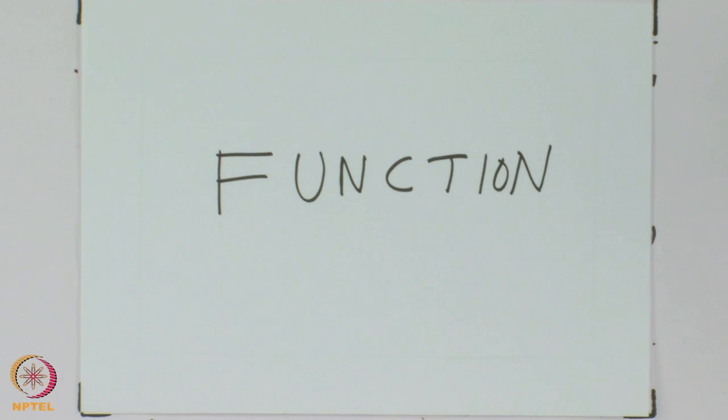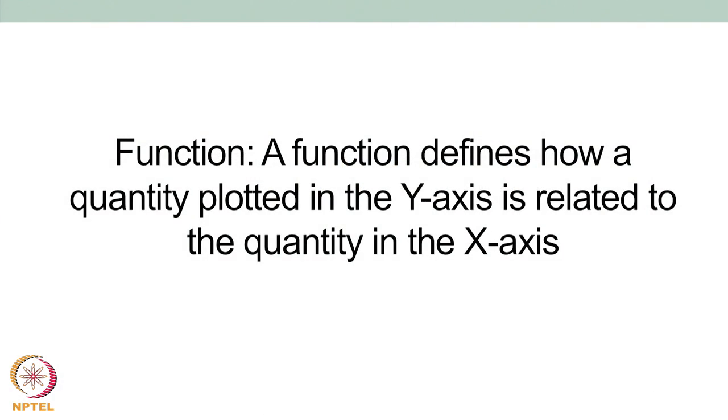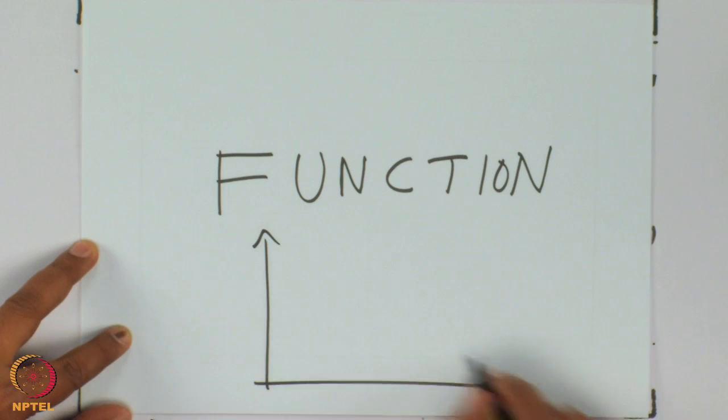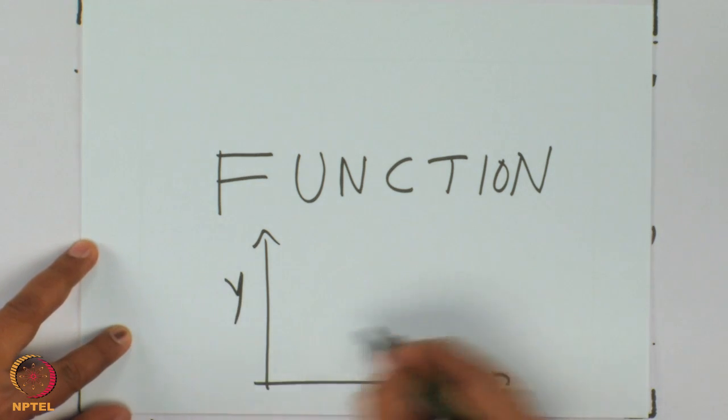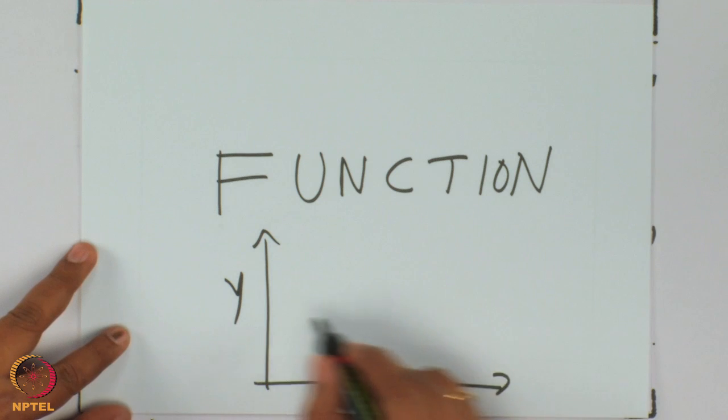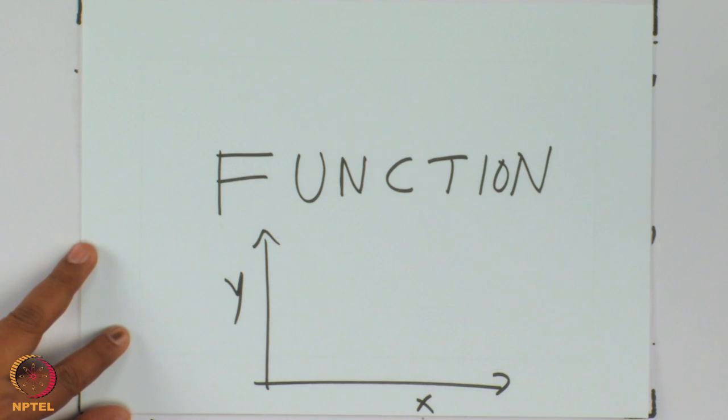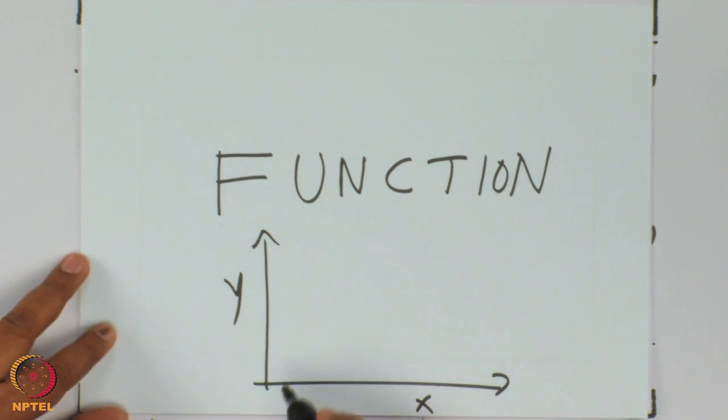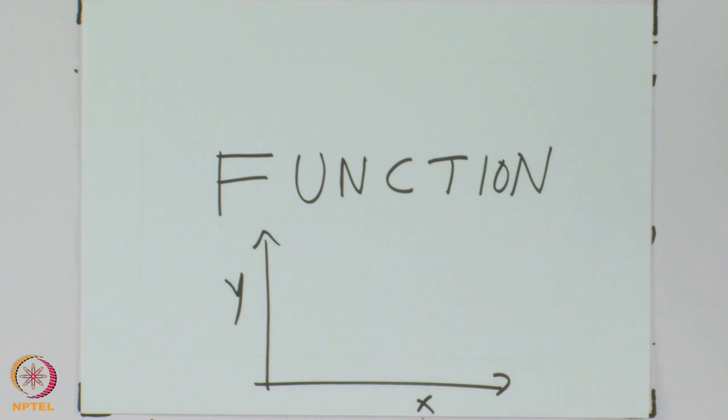function. So what is function? A function defines how a quantity plotted on the y-axis is related with the quantity in the x-axis. What is the relation between the quantity in the x-axis and y-axis? How these two quantities are related. So this relationship is function, and this relationship can be written as an equation, and we will see the simplest function that we can think of soon.